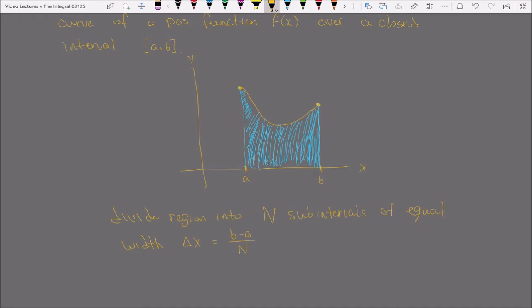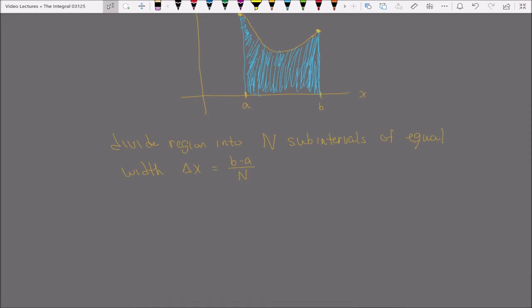Right, these subintervals are obtained by selecting equally spaced points such that a is x naught, right? So that's our first point. Then we pick an x1 that's larger, then we pick an x2 that's larger still, and we keep going until we reach our final point, which happens to be the endpoint. Right. Now each of these points is an endpoint of a subinterval.